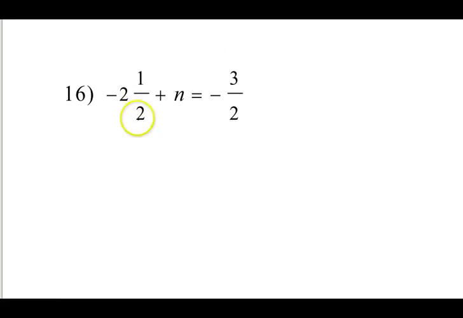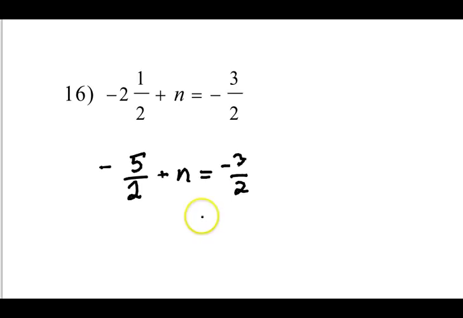So to convert this, 2 times 2 is 4, plus 1 is 5. So we have 5/2, which is negative. First step would be rewrite that way. Then we can add 5/2 on both sides. Right? Side of the variable, this is negative 5/2. Add to both sides.